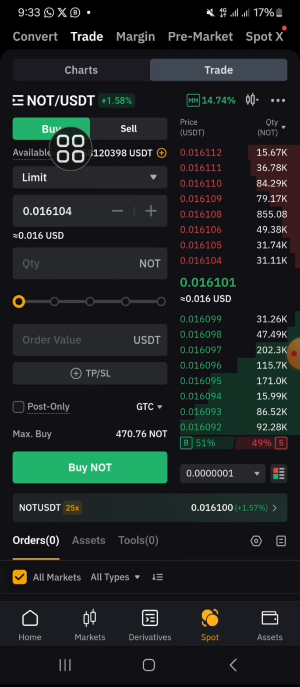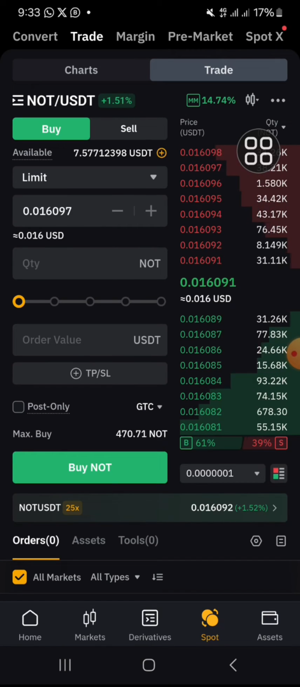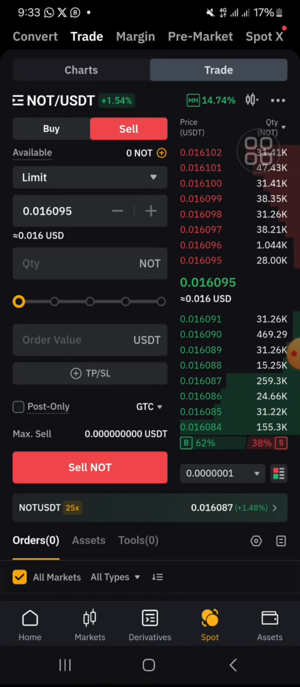On this place, you have the buy and the sell. The buy is for buying. You want to buy the crypto coin, while the sell is when you want to sell the crypto coin.